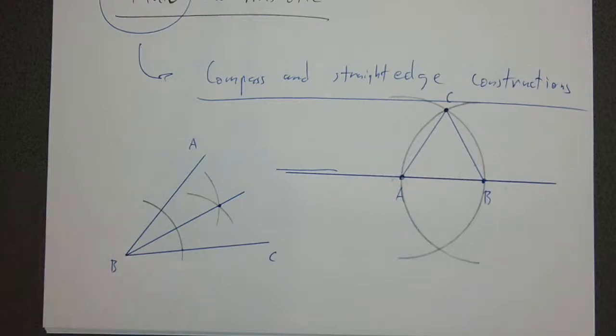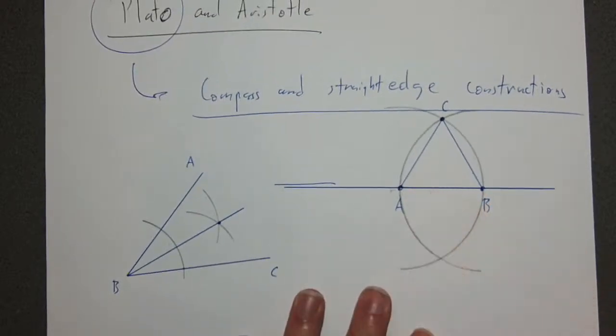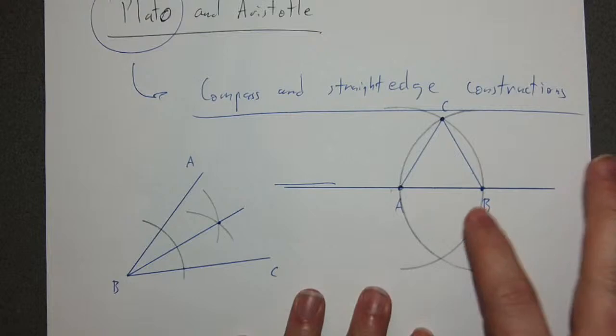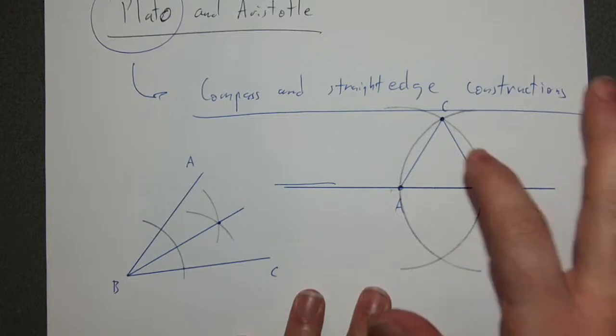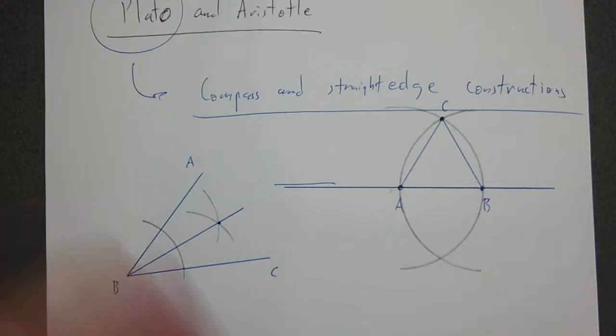Now, these are two of the first things that you do with compass and straightedge. This construction of the equilateral triangle is literally the first thing that Euclid does with compass and straightedge. So this is the first construction in Euclid's Elements. This is literally the first thing that's done. Okay. All right, bisecting the angle is also quick. This is one of the simplest things you can do.